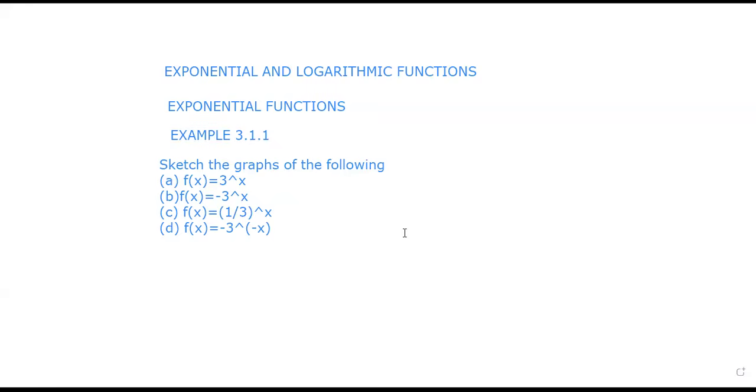An exponential function with the base a is a function of the form f of x equals a to the power x. So this a that you are seeing here is our base and x is our exponent. A few things that we need to take note of.